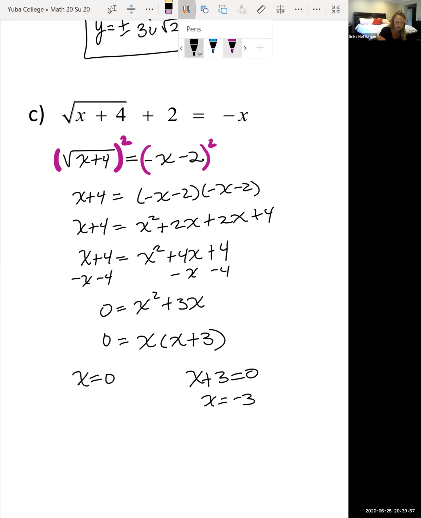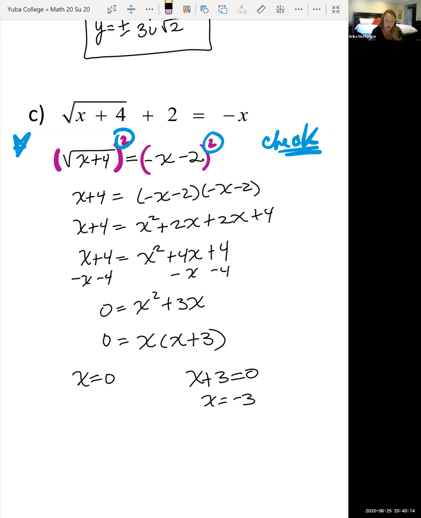So we need to be careful because we can get extraneous solutions. Because we squared both sides of our equation, if you raise it to an even power, we have to check. And so if we plug 0 in wherever we see an x here, this is square root of 0 plus 4. So square root of 4, that would give me a 2 here. Is 2 plus 2 equal to negative 0? Well, 4 doesn't equal negative 0, so x can't be 0.